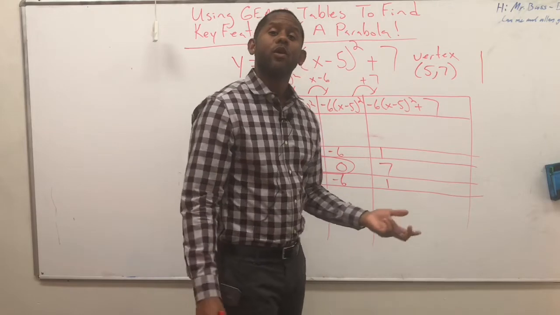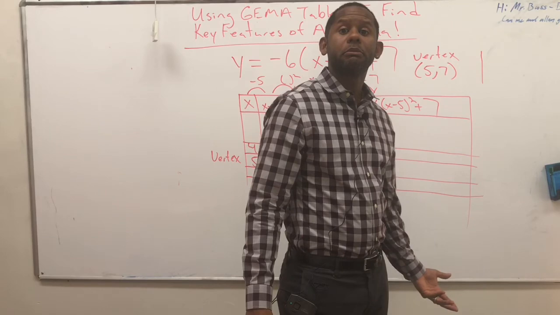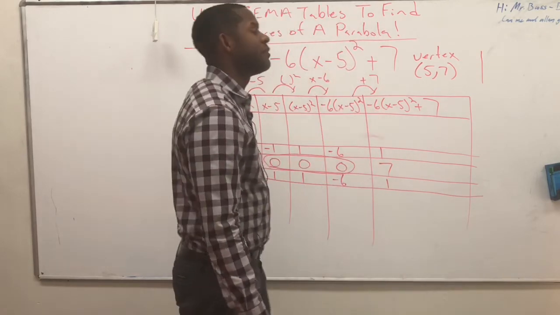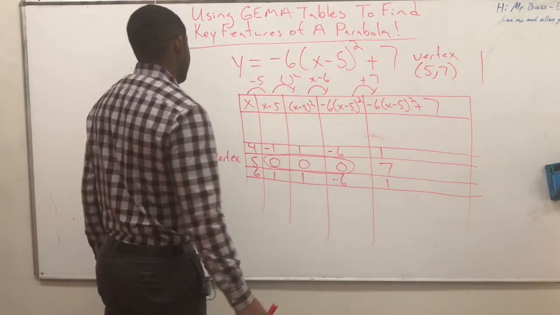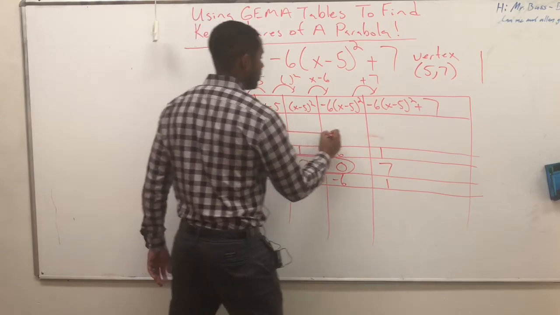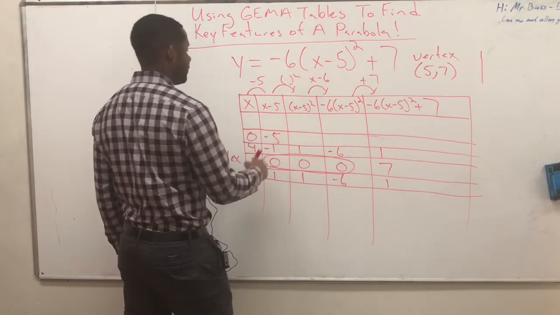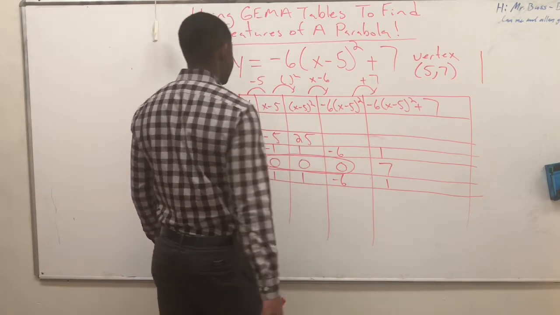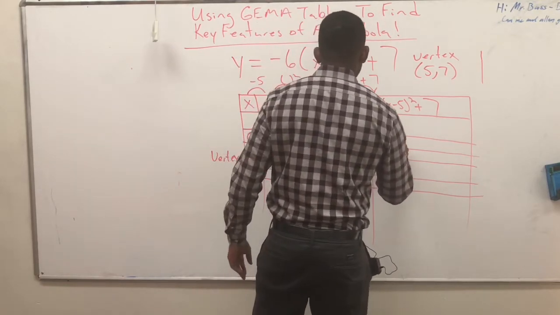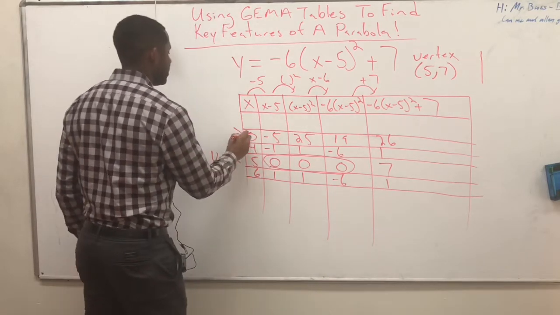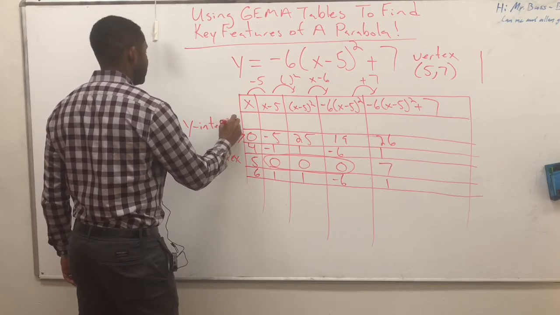Last thing I'm going to ask is, well, what if I want to find a y-intercept? Well, what happens at a y-intercept? What is my x value of the y-intercept? Hopefully you're like, oh yeah, x is 0. So cool, y-intercept, I'm just going to put it up here. I'm going to say x is 0. 0 minus 5 is negative 5. Negative 5 squared is 25. 25 minus 6 is 19. 19 plus 7 is 26. This right here is my y-intercept.